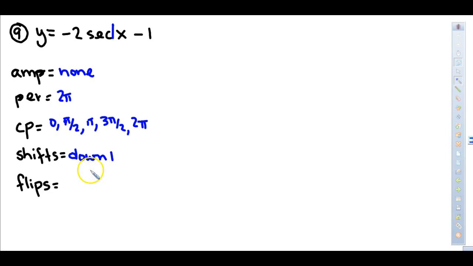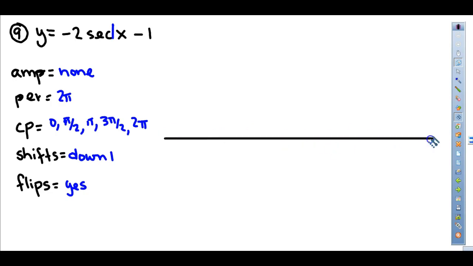And secant follows the same rules as cosine. Here, A is negative, so that means, yes, we have a flip. Refer to your rules, okay? Gotta know those rules. Study them, learn them. Best time to do that is now. Okay?